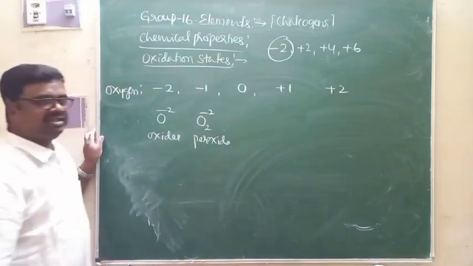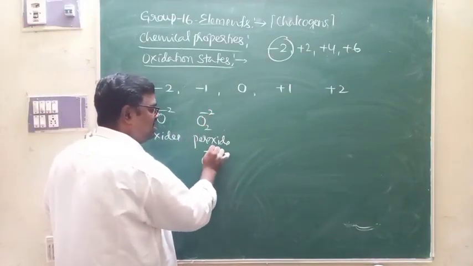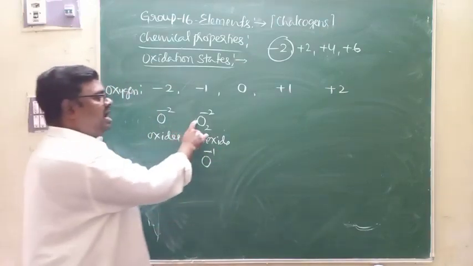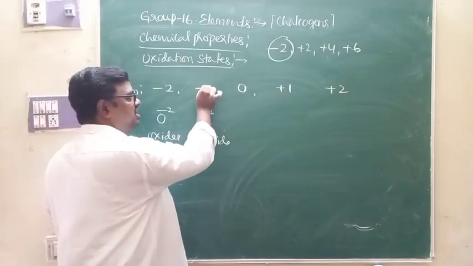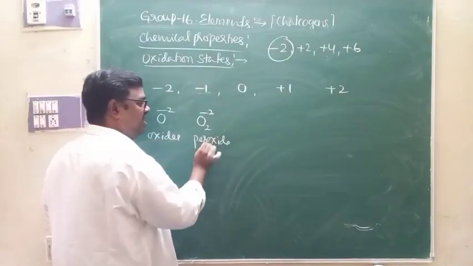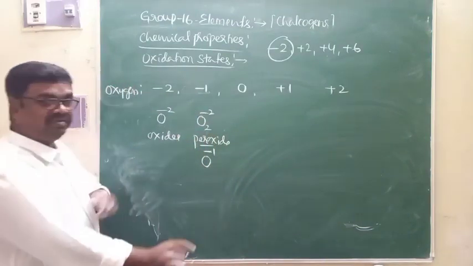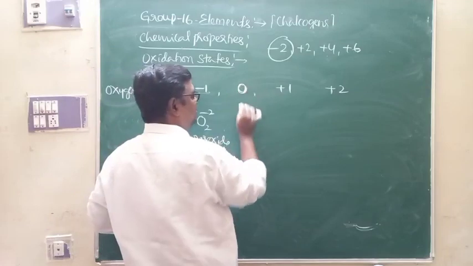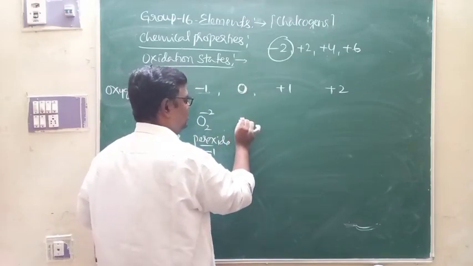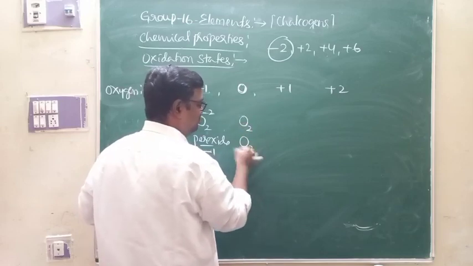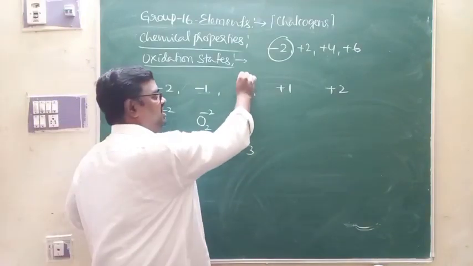O2 2- is peroxide. Over 2 oxygen atoms there is a -2 charge. What about over 1 oxygen? -1. If 2 atoms have -2, then 1 atom has -1. Therefore, the oxidation state of oxygen is -1 in peroxides. The formula of peroxide is O2 2-. And the oxidation number of oxygen is 0 in the case of O2 and O3, ozone and O2 molecules.